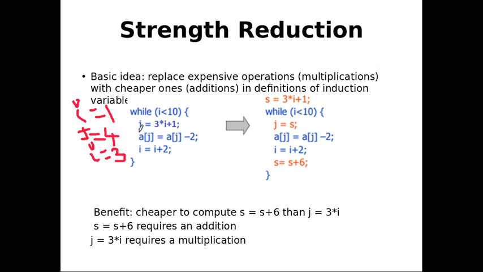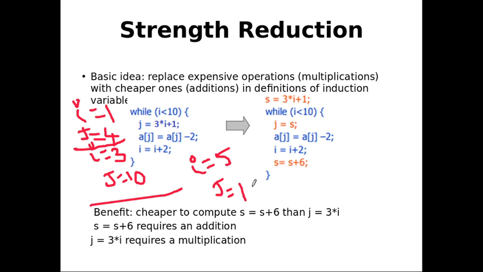Next time I will do 3 into 3 plus 1, nothing but when I equal to 1 your j value is 4, when I equal to 3 your j value is 10. Now once again your I value is increased, becoming 5, and your j value 3 into 5, 15 plus 1, nothing but 16, and so on.